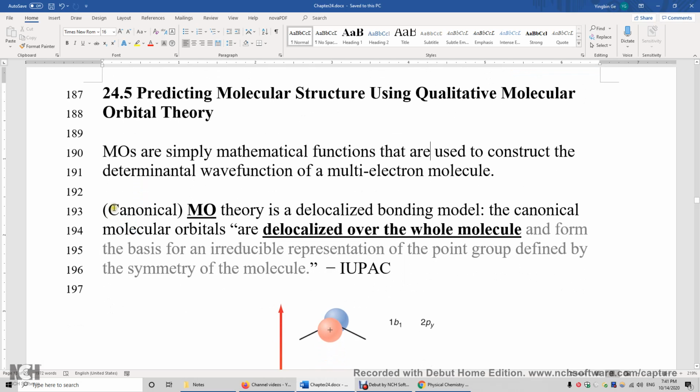Now let's talk about the canonical MO theory. Canonical MO theory is a delocalized bonding model. It's also called symmetry-adapted MO theory. The symmetry-adapted canonical molecular orbitals are delocalized over the whole molecule. They form the basis for an irreducible representation of the point group defined by the symmetry of the molecule.